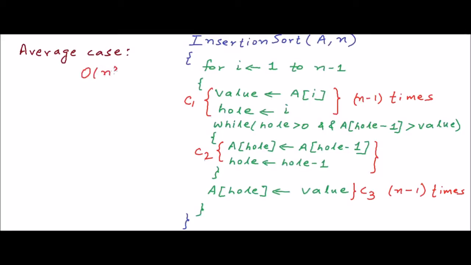Even though insertion sort is also big O of n square for worst and average case, the number of comparisons and shifts in insertion sort in all practical scenarios is a lot less than selection and bubble sort. So it's considered to be better than selection and bubble sort. So this was insertion sort and its time complexity analysis.